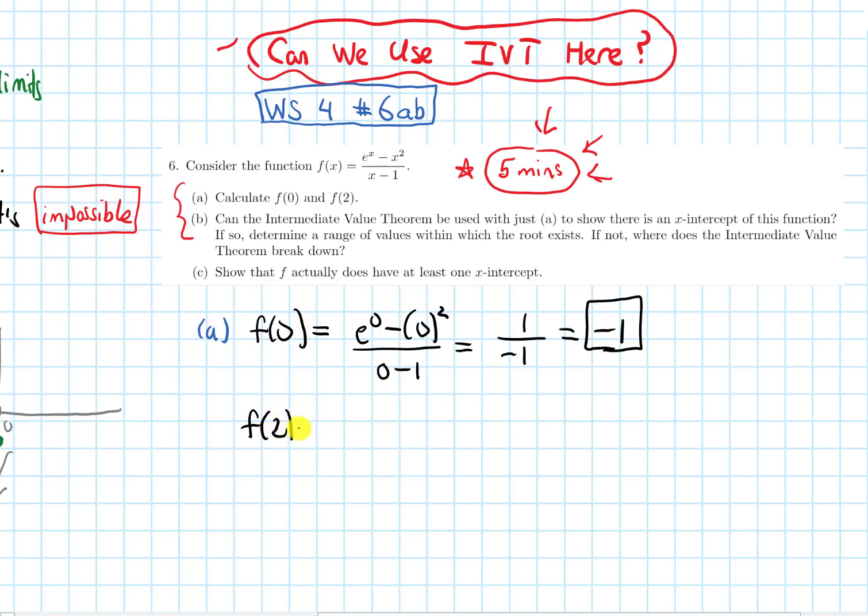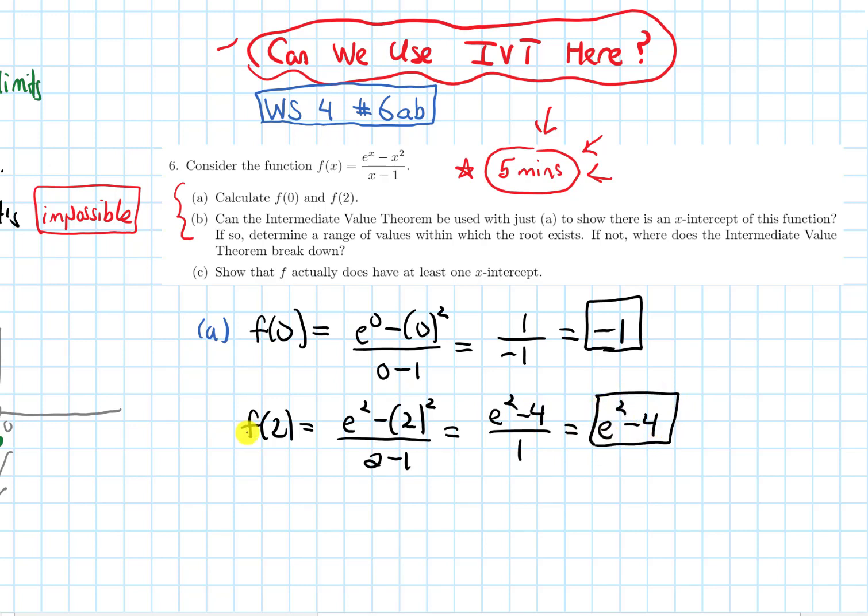For f of 2, plugging that in, we get e squared minus 2 squared over 2 minus 1. So the denominator is just 1, so we get e squared minus 4 over 1, which just becomes e squared minus 4. Alrighty, so that is f of 2.